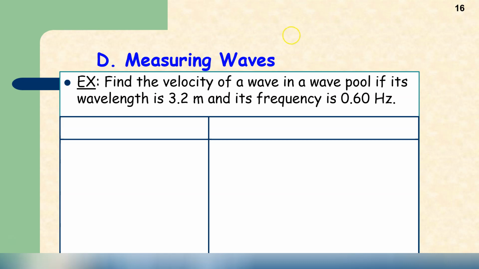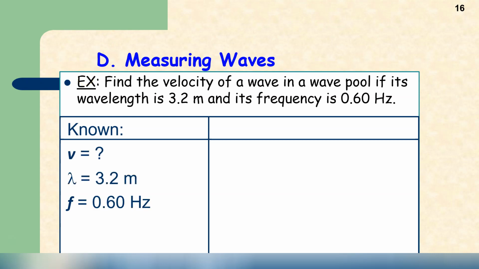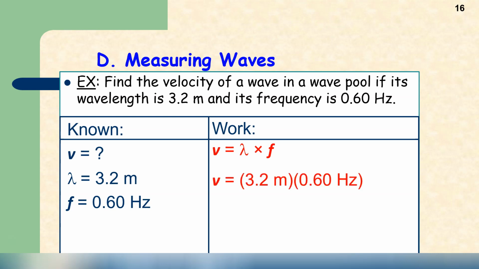Okay, so let's figure this out. First of all, write down what you know. Well, we know that it's asking for velocity, and the wavelength is 3.2 meters, and the frequency is 0.6 hertz. Then we're going to go ahead and work it out. Velocity equals frequency times wavelength. Plug in the numbers, and the answer is 1.2 meters.